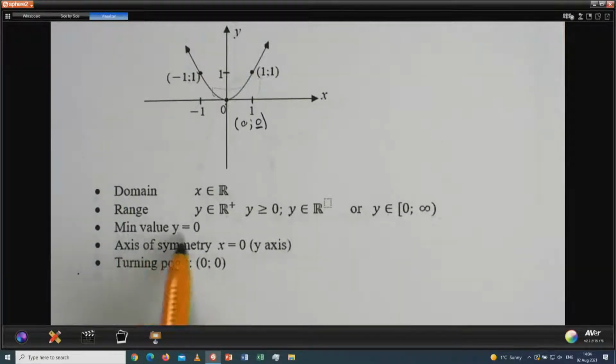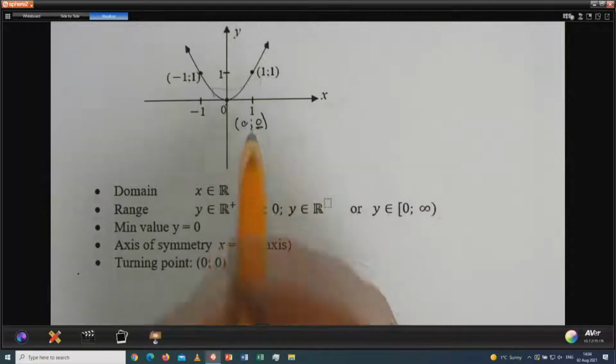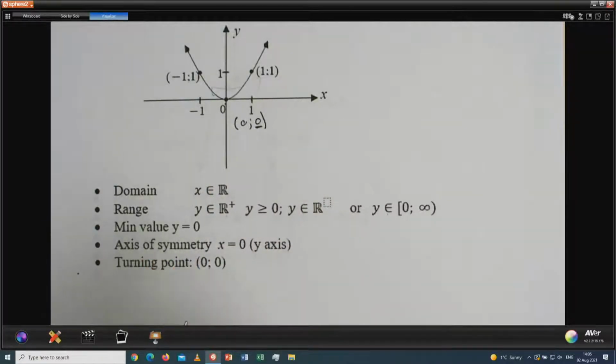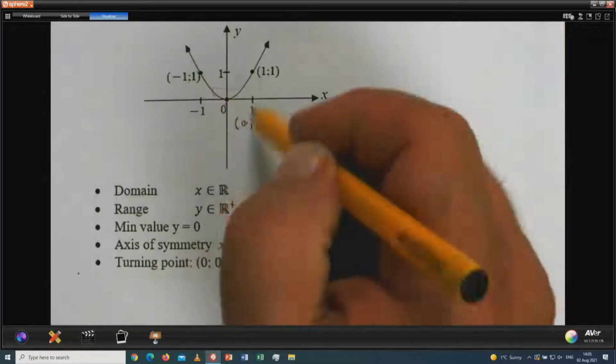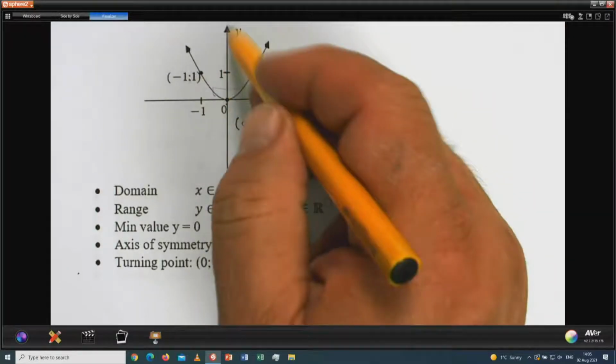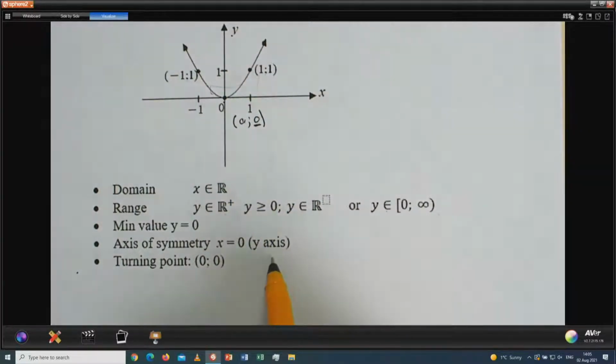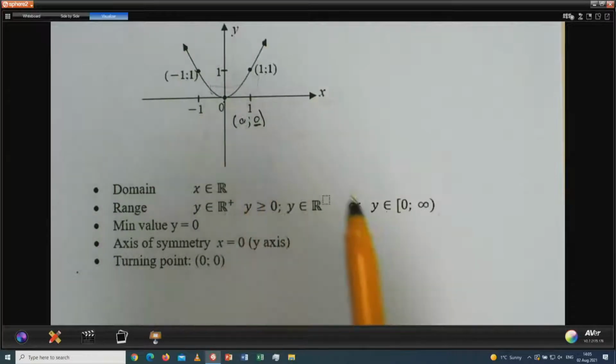Now we said the minimum value is the y coordinate of the turning point, so y equal to 0 is your minimum value. Your axis of symmetry is this x value here, which is x equal to 0, which is the y-axis. And we said the turning point was (0, 0).